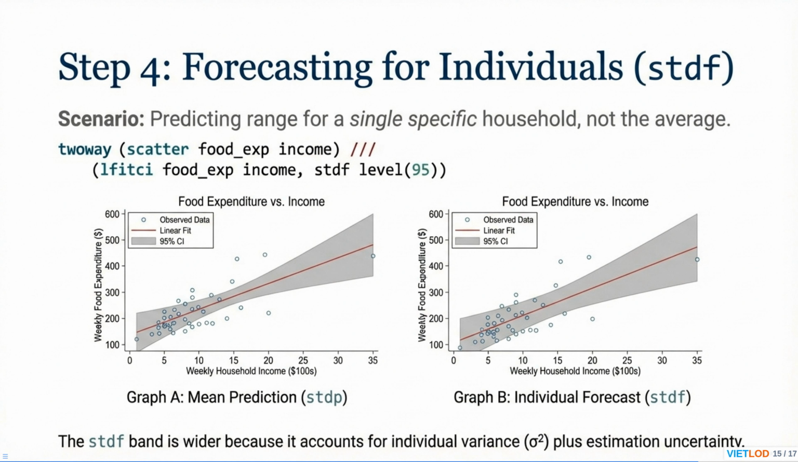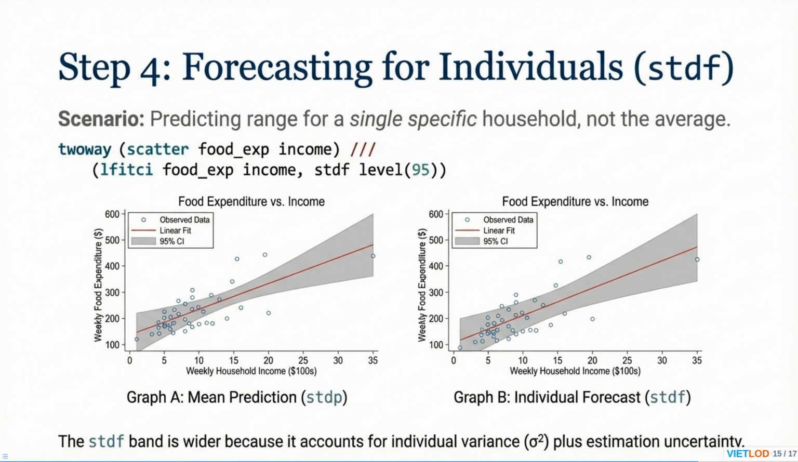Our scenario now shifts from predicting the average behavior of a group to forecasting for a single, specific household. This requires a different approach, captured by the stdf option. As you can see by comparing Graph A, which shows the mean prediction, with Graph B, the individual forecast, the stdf band is significantly wider.